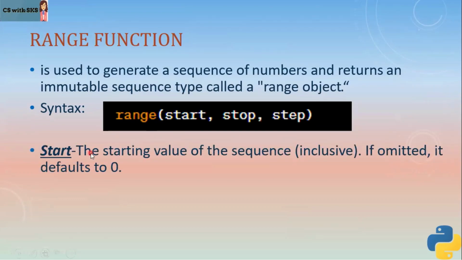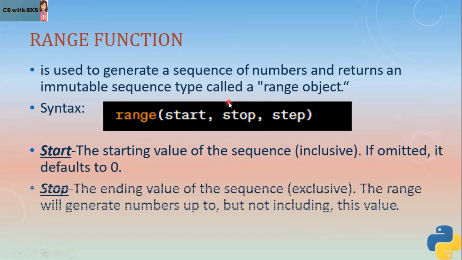First of all, start. This argument gives the starting value of the sequence. This is an optional argument. If you do not include a value, by default, the value of start is 0. Then we have stop. This is the ending value of the sequence. And whatever value you write here, that's not inclusive, that's exclusive.